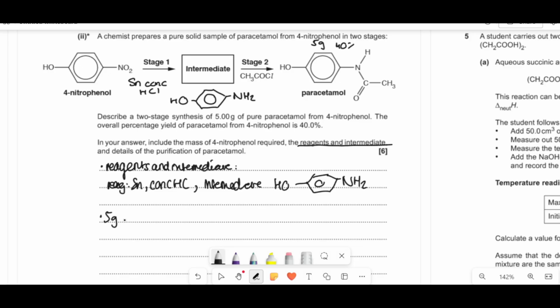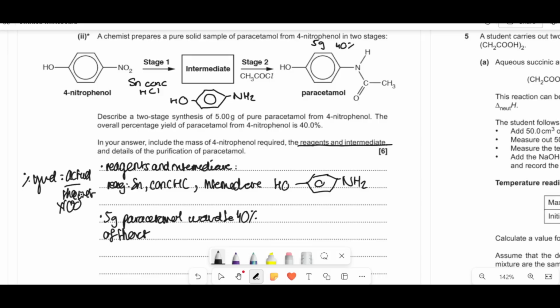That means that 5 grams of the paracetamol would be 40% of the theoretical. Because remember that percentage yield equals your actual over your theoretical times 100, right? So then theoretically, the theoretical mass should be 5 divided by 0.4, or you can rearrange that, either's fine. So our theoretical mass instead is going to be 12.5 grams. Now we have the theoretical mass of this.